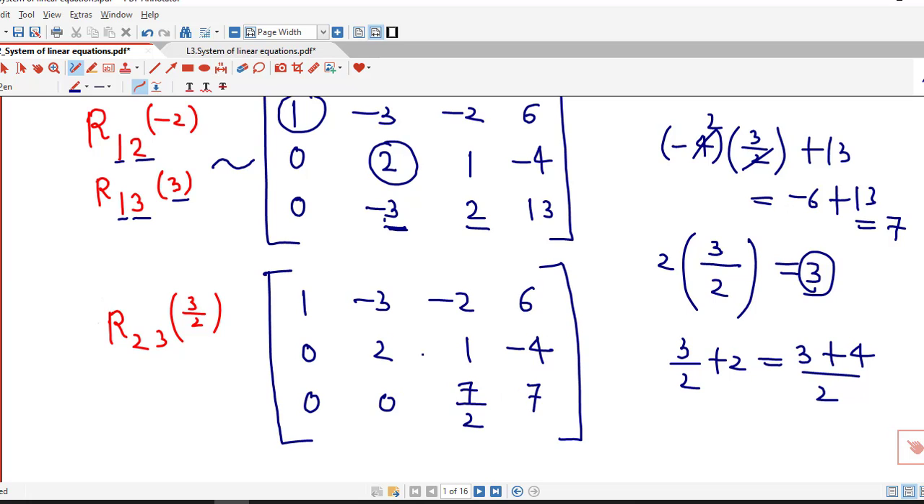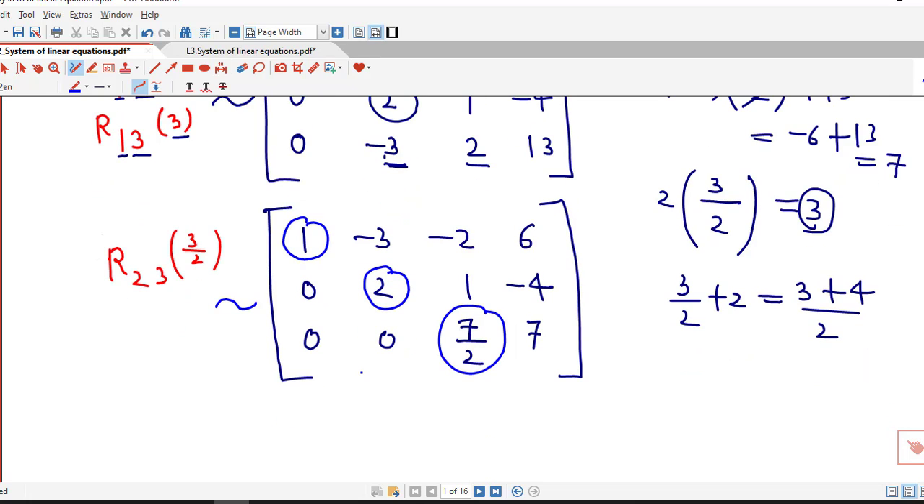So we can see here the first non-zero entry of third row is to the right of the first non-zero entry of second row, and first non-zero entry of second row is to the right of the first non-zero entry of first row. So this is now row echelon form.